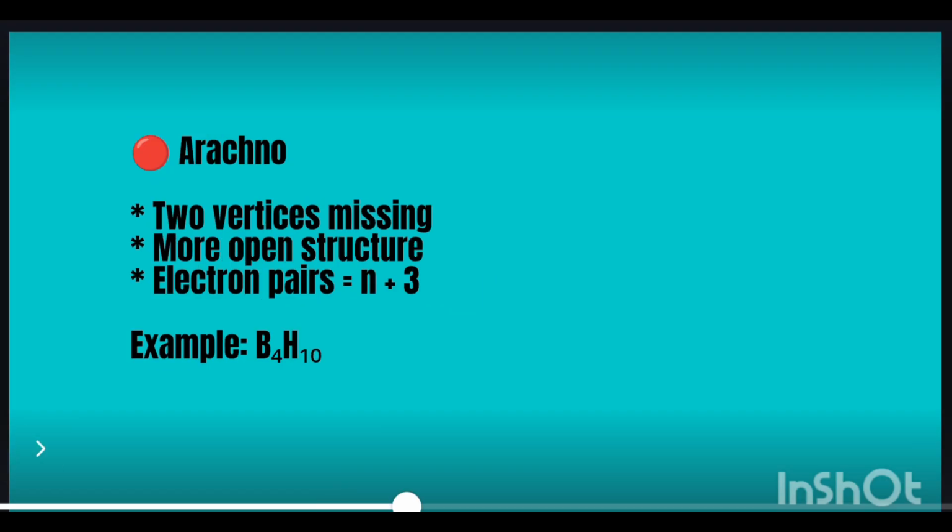And the last one, we'll see what is Arachno. Arachno means spider web like. It is derived from Closo by removing two vertices. It is more open. Example B4H10, and electron pairs is equal to n plus 3. As the structure becomes more open, it needs more skeletal electron pairs for stability. That is why Closo is n plus 1, Nido is n plus 2 and Arachno is n plus 3.